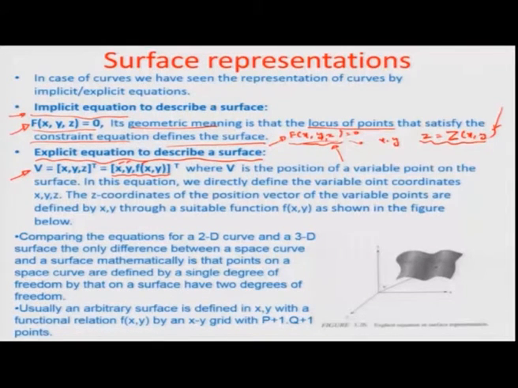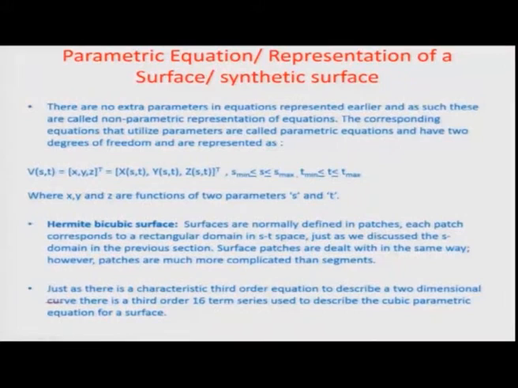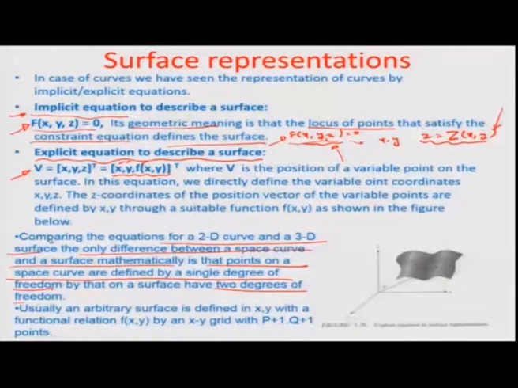So, when you compare the equations for a 2D curve and a 3D surface, the only difference between a space curve and a surface mathematically is that points on a space curve are defined by a single degree of freedom and on a surface by 2 degrees of freedom. Remember, a new variable y has been added to the x variable which was otherwise used for describing the space curves. So, that is the whole difference which happens in the case of a surface.